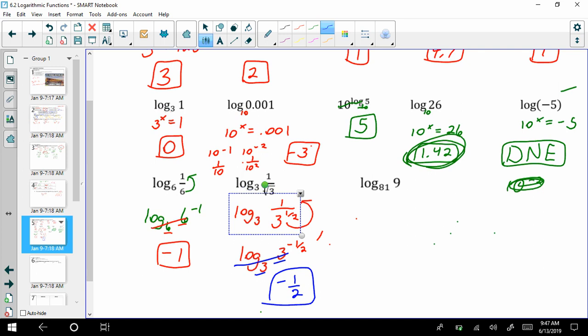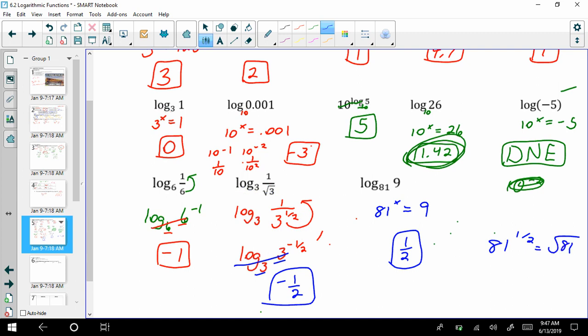What about the next guy? 81 to what power is 9? How do I turn 81 into 9? Well, the only way to turn 81 into 9 would be to square root it. The square root of 81 is 9. What exponent represents a square root? 1/2. So this answer is 1/2 because 81 to the 1/2 is the same thing as square root 81, which is 9.